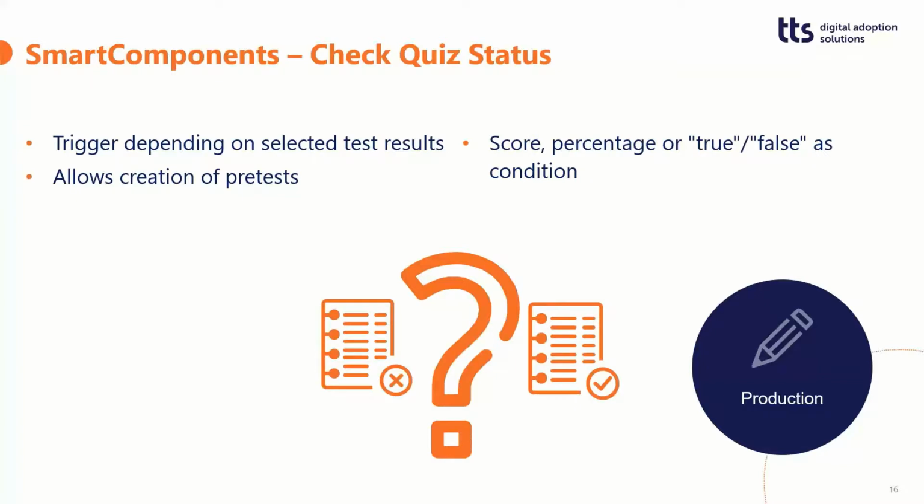You can use either the score, a percentage, or just the true or false of an answer as a condition here, and you can use it for one or for multiple quiz pages. Sounds a little bit theoretical now, but I'll show you a little example that I hope makes it a bit clearer.